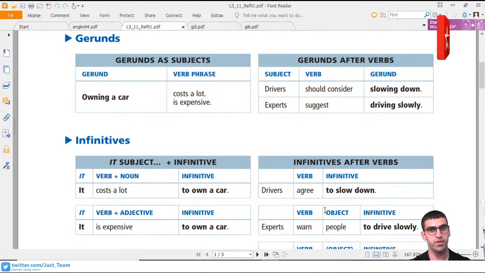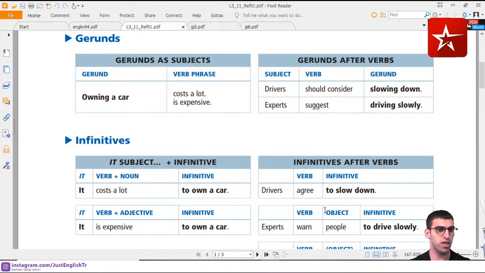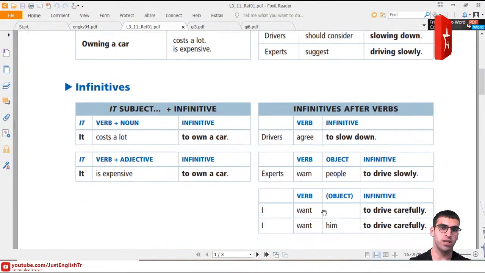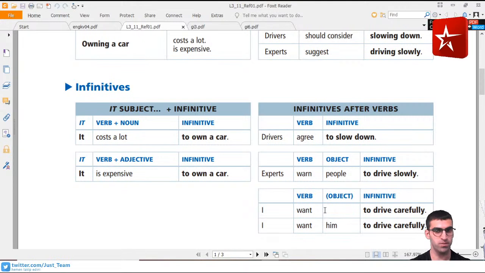Or we can use infinitives after verbs. For example, drivers agree to slow down. Experts warn people to drive slowly. So after warn and agree, we use infinitives. And I want to drive carefully. I want him to drive carefully. Also, we can use the infinitive after want.